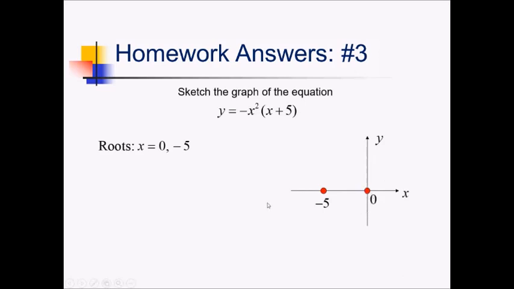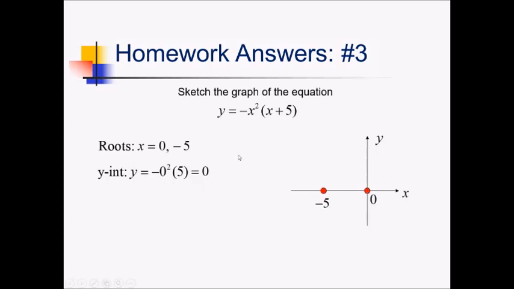Let's get the y-intercept now. So let's see, if we plug 0 in for x, we've got -0 squared times 5 basically, which comes out to 0, and that just confirms what we already knew. Since we have an x-intercept at 0, the origin, that also is the y-intercept of 0, but it's not bad to double check that one.